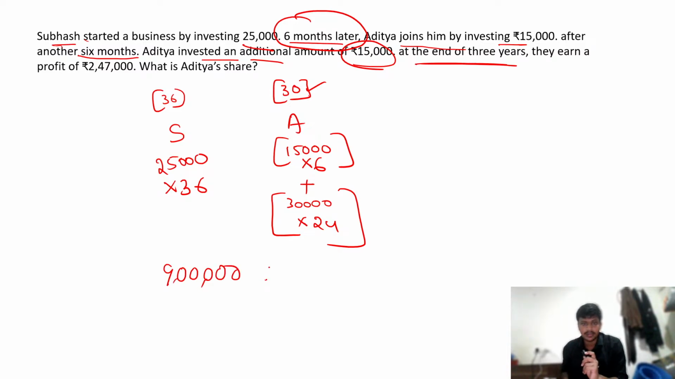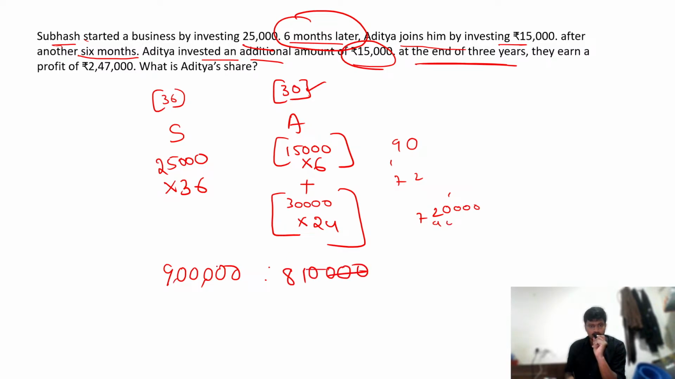And what is the second one? This is 90 and so how much are you going to get? 7 lakh 20,000 plus 90. You are going to get 8 lakh 10,000 here. So 4 zeros, 4 zeros, 10 nines, 9 nines. You are going to get the ratio as 10 is to 9.